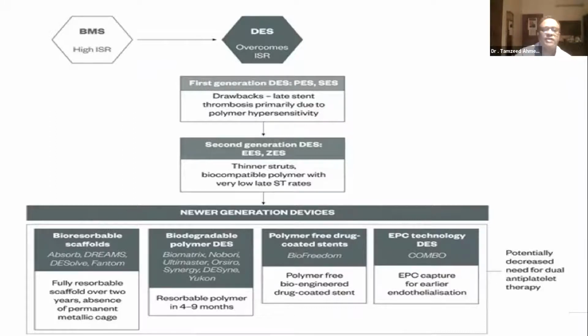Then, after the second generation, newer generation devices came up. We came with even a totally bioabsorbable scaffold, Absorb, but because of some technical issues, it has been withdrawn now. Also, we have biodegradable polymer drug-eluting stents like BioMatrix, Nobori, Ultimaster, Orsiro, Synergy. Of course, there are polymer-free drug-coated stents, but not available in our country, BioFreedom, and the EPC technology Combo stent. This basically causes earlier endothelialization and can shorten the DAPT use, particularly for patients going for any surgery. You need to stop the anticoagulant and antiplatelet drugs, then this is the stent we sometimes use.